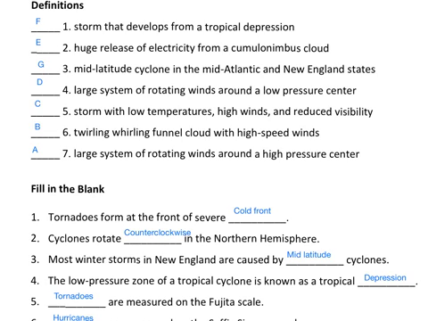And then let's take a look at the fill-in. Tornadoes form at the front of severe. Oh boy, that actually didn't make sense. Hold on. My apologies on that. Thunderstorms. Next, cyclones rotate counterclockwise in the Northern Hemisphere, most winter storms in New England are caused by mid-latitude cyclones. The low pressure zone of a tropical cyclone is known as a tropical depression.